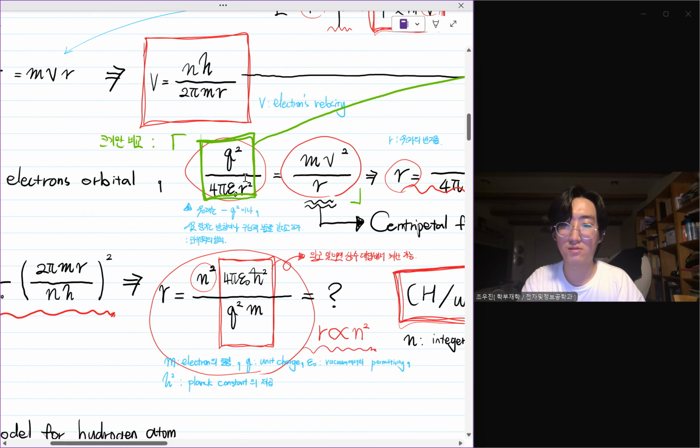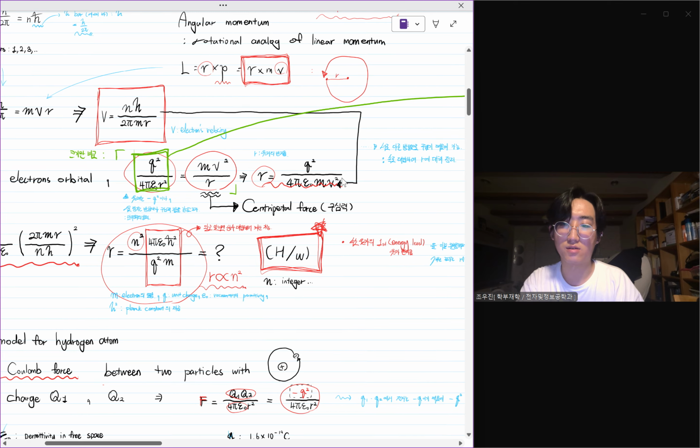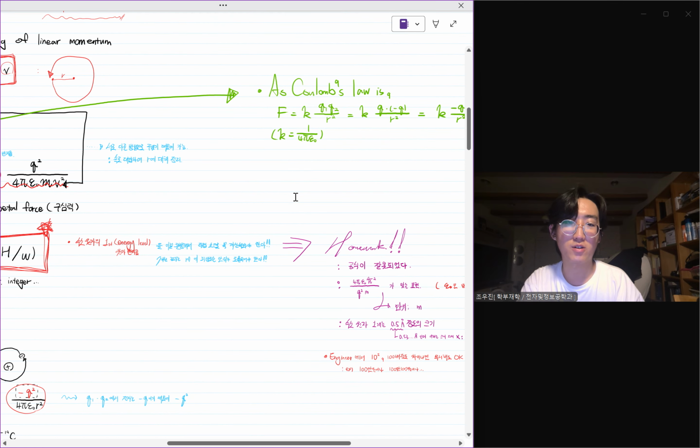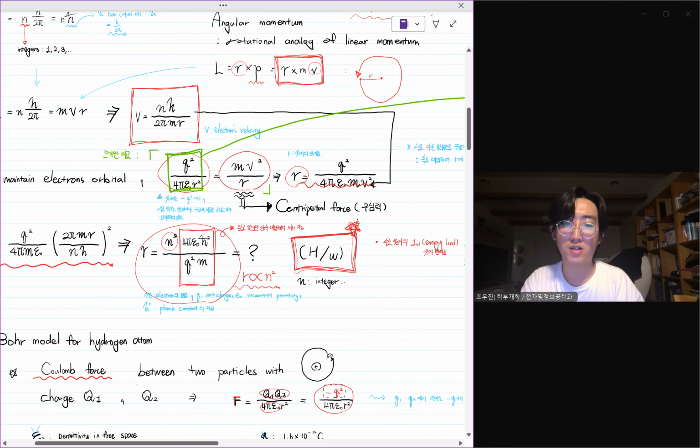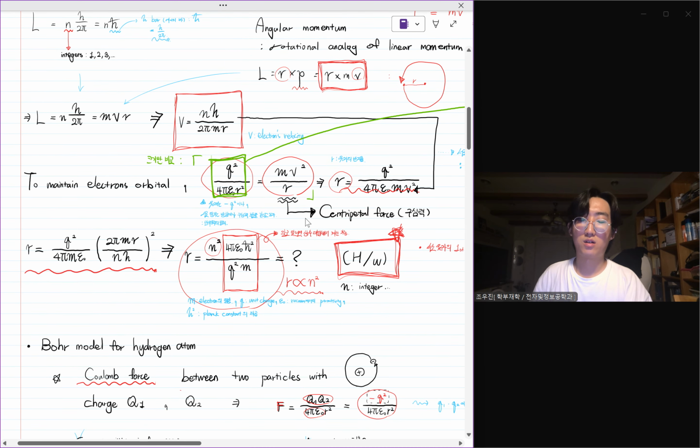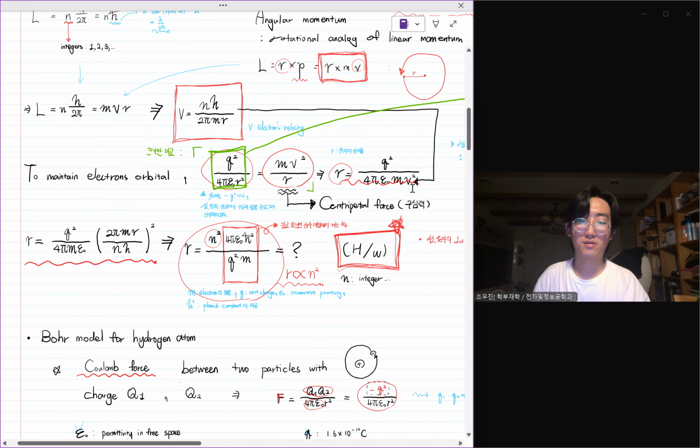We can get this equation: this part comes from Coulomb's law, and this part comes from centripetal force. So you can get the equation of the radius. Here is the electron's velocity, and we can put it here, and we can get the equation of radius without velocity.